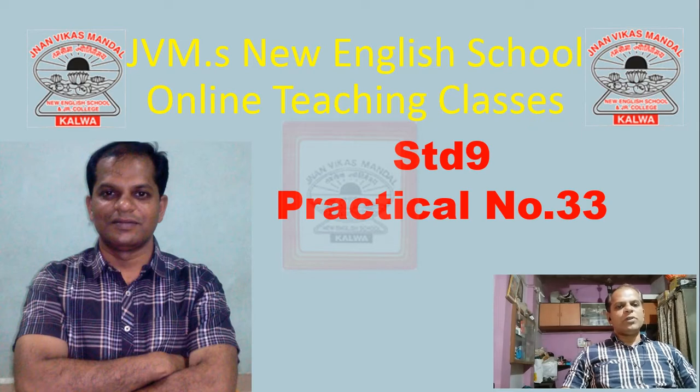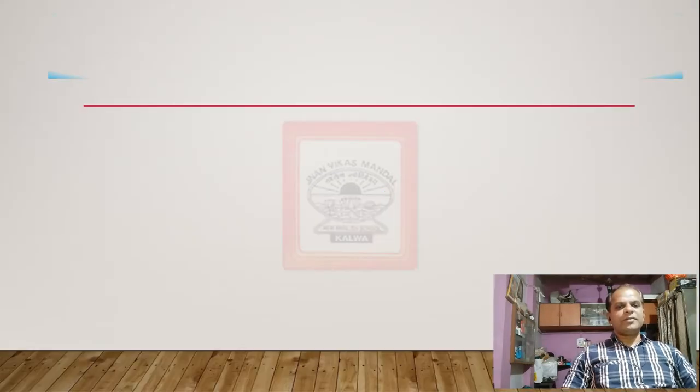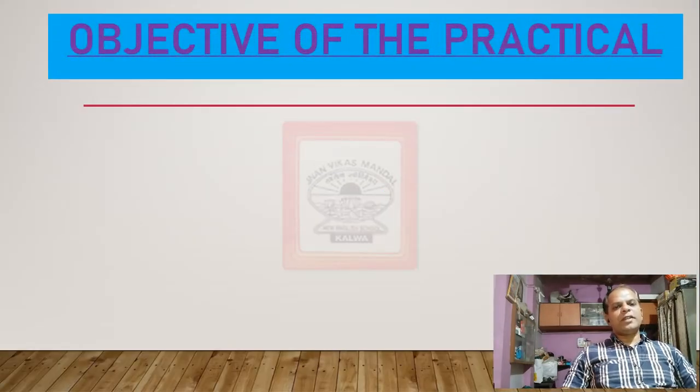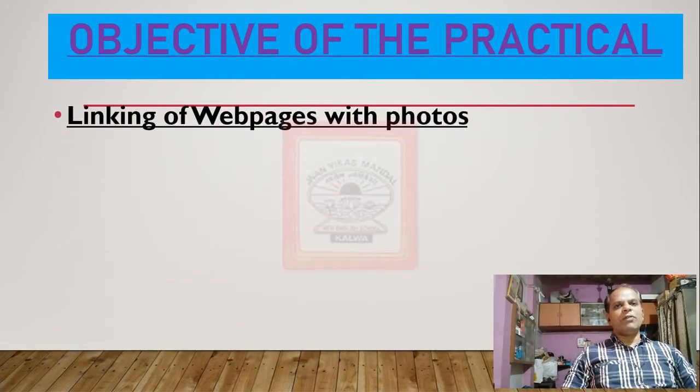And today we will see our next practical of Standard 9. The objective of today's practical is linking of web pages. Already we have seen linking of web pages in the last practical, but today we will see how to link the web pages with photos, and the online web pages also we will see. Last time we have seen how to link two typed web pages, but today we will see how to link these web pages with the photos. Of course, we have seen how to insert photos in web pages, but today we will see how to open photos from one web page.